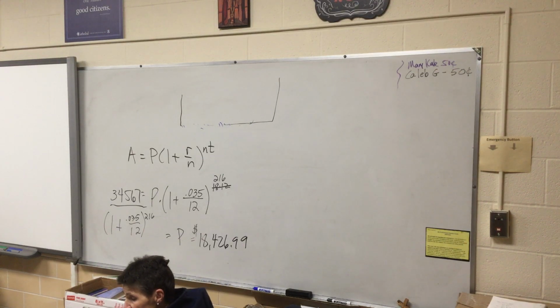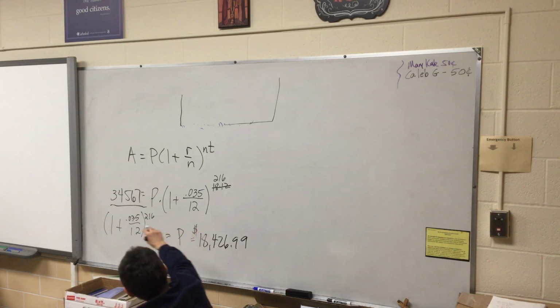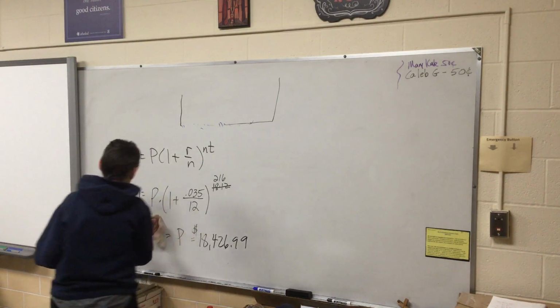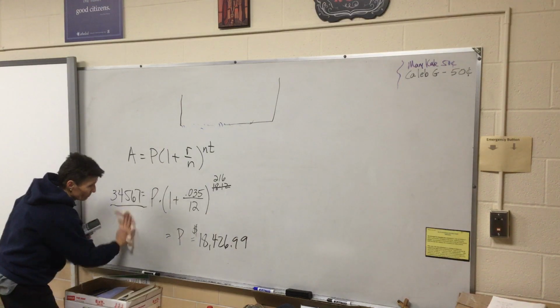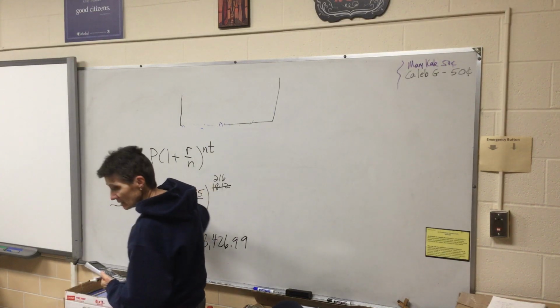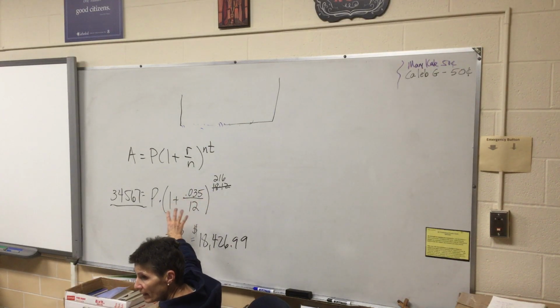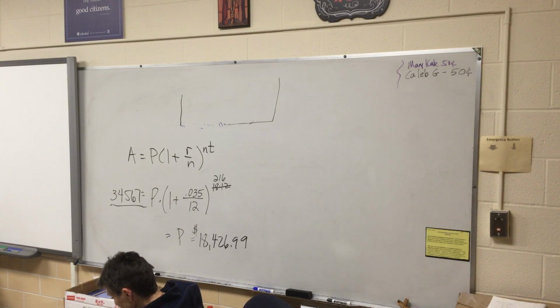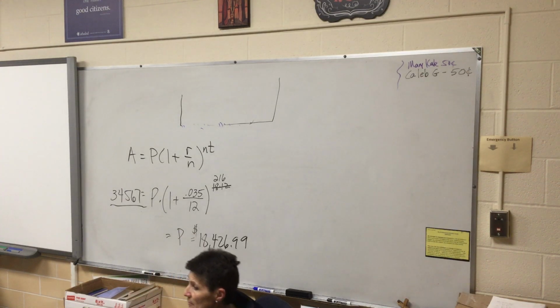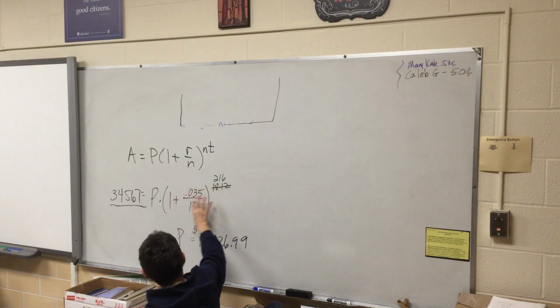Let me give you one more option that will work to type it in. So if you can do that, you're good. Back to what we had here before we divided. This big mess right here, that is just a number, okay? So I'm going to type that in. Parentheses, 1 plus 0.035 divided by 12, close the parentheses, and raised to the 216th. So in other words, I'm just typing this part right here.